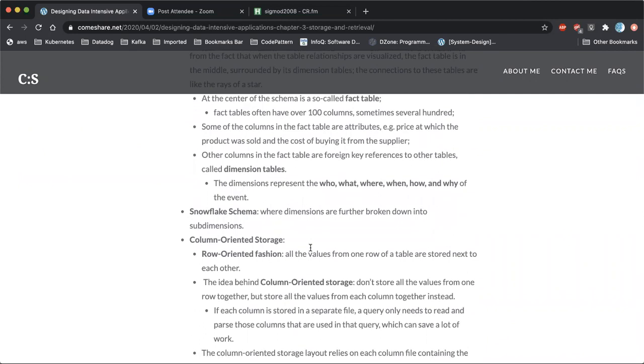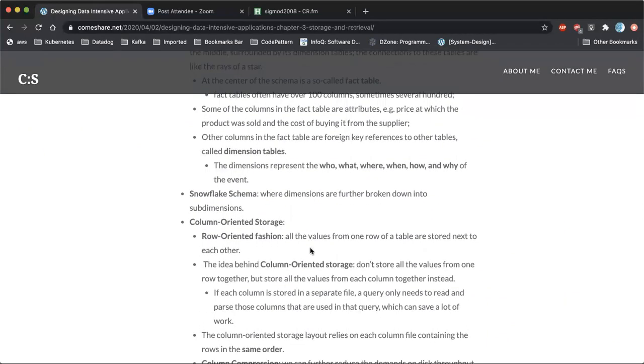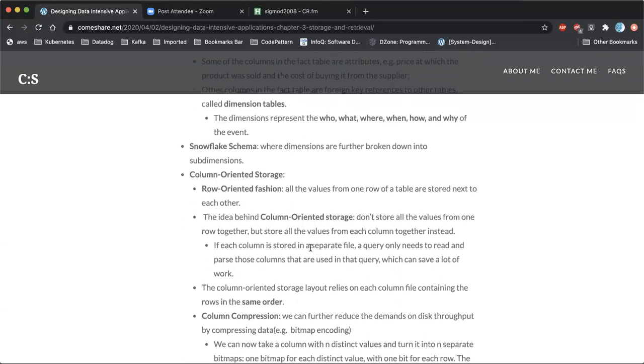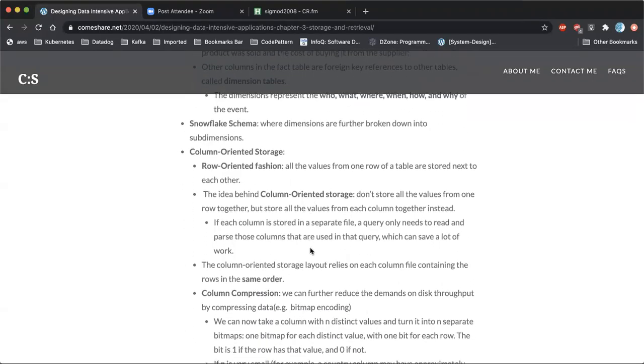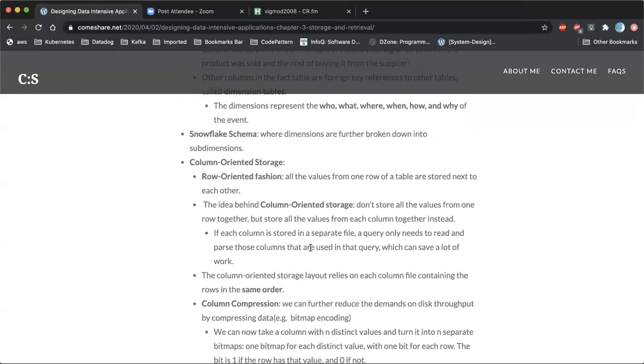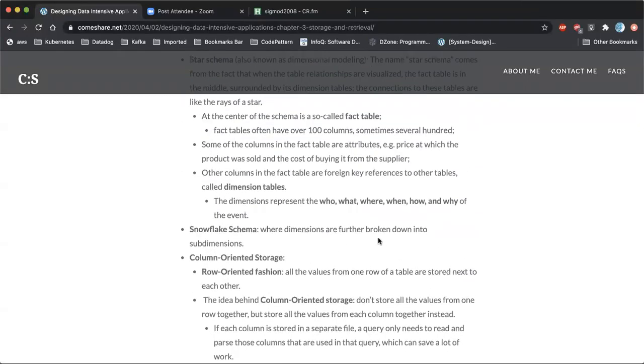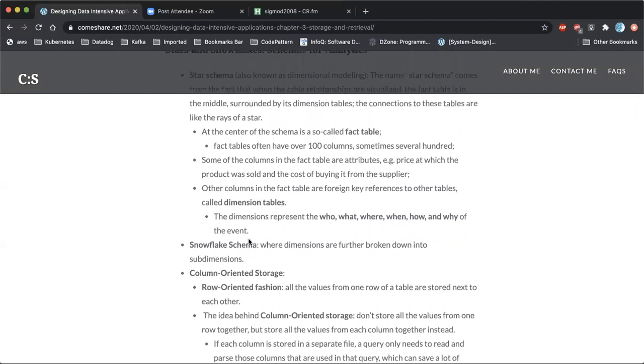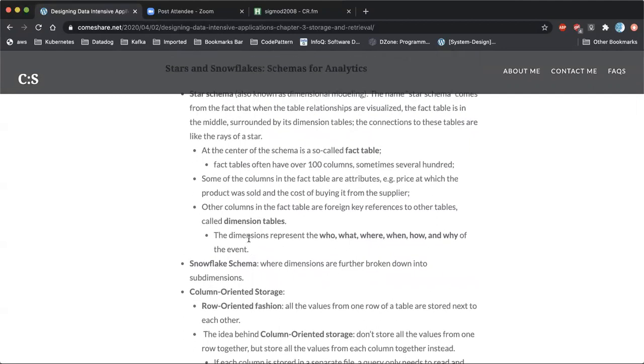I felt Snowflake schema is also similar, but I think he added, yeah, column oriented is different. So it's broken down into sub dimensions, I believe. Snowflake is more about adding more dimensions to what are there in star schema. I did not get the exact difference between star schema versus Snowflake. I think Snowflake is more normalized.